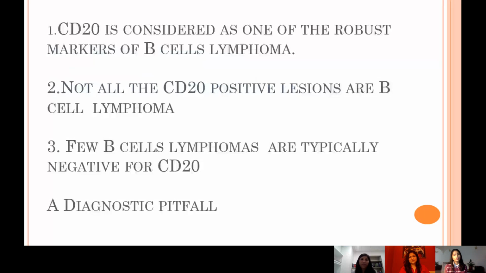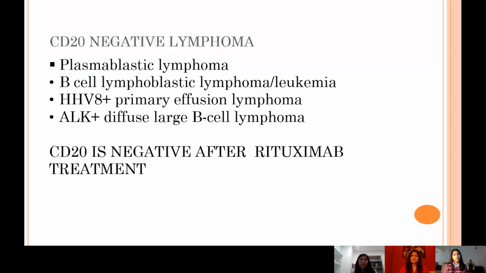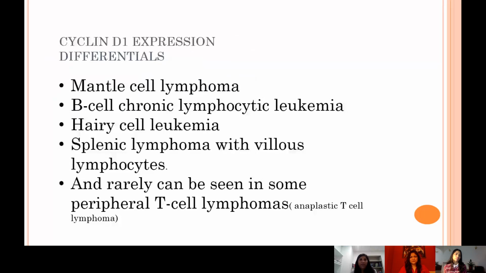CD20 is considered one of the robust markers of B-cell lymphoma, but not all B-cells express CD20, and a few B-cell lymphomas are typically negative for CD20. So that's the list of CD20 negative lymphomas. For example, plasmablastic lymphoma, B-cell lymphoblastic lymphoma/leukemia, HHV8 primary effusion lymphoma, and ALK positive diffuse large B-cell lymphoma. And CD20 would be negative after rituximab treatment as well.